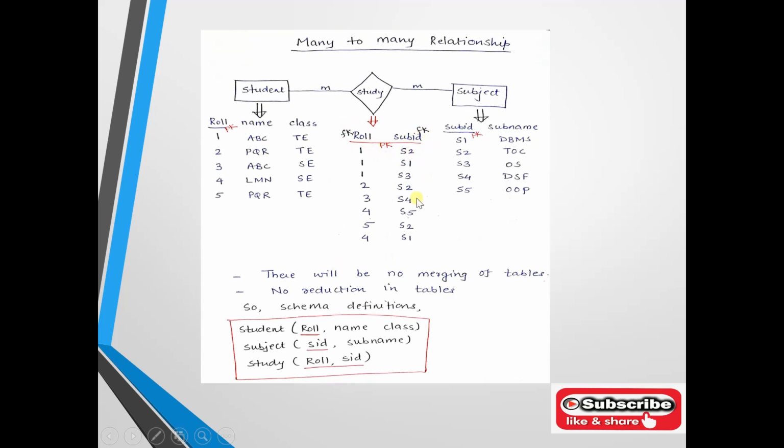Here I have taken some records from the student and subject tables to show many to many. Roll number 1 is studying subject ID S2. Roll number 1 is studying subject ID S1. Roll number 1 is again studying subject ID S3. Here you can see roll number 2 is also studying S2. So roll number 1 is studying S2, and roll number 2 is also studying S2. So here we can see many to many. Many students are studying many subjects.